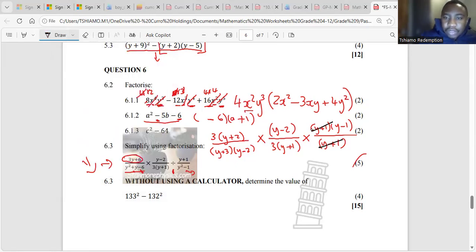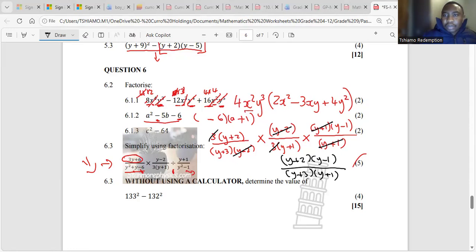Now look, this one and this one can cancel. And then this one and that one can also cancel. And then you write what you're left with. 3 and 3 can also cancel. And then what are we left with? On top, y plus 2, y minus 1 over y plus 3 and y plus 1. So that's what we're left with after we cancel. Okay, nice.